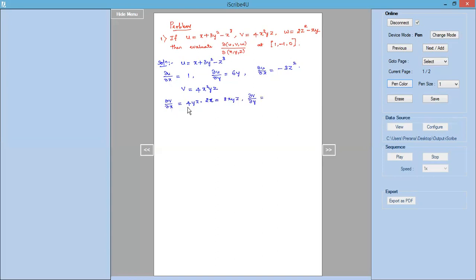Next we have ∂v/∂y. When we differentiate partially with respect to y, 4x²z are constant. We will write them as it is. y differentiation with respect to y is 1. So we get 4x²z. Then we have ∂v/∂z. With respect to z, 4x²y is a constant. Differentiation of z partially with respect to z is 1. So we get 4x²y.